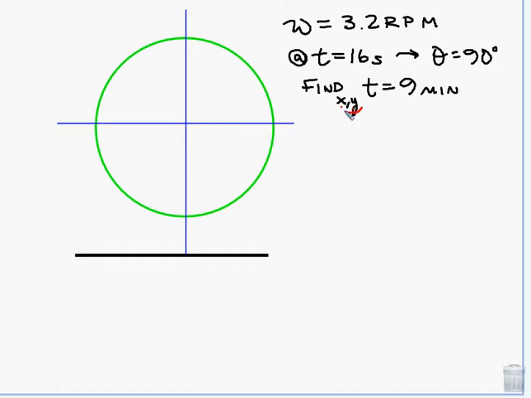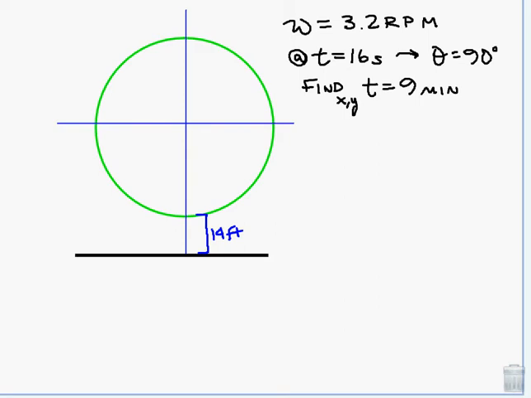So our task is going to be to find the start theta, so the original, and then we're going to allow them to rotate for 9 minutes, and then we're going to see where they are, see if we can find some kind of theta of final rotation after 9 minutes. So let's see if we can do that.